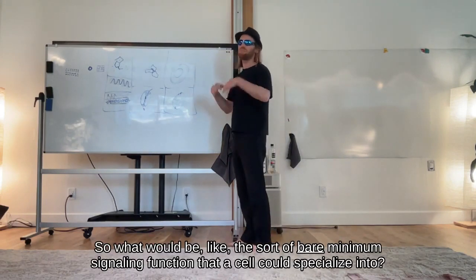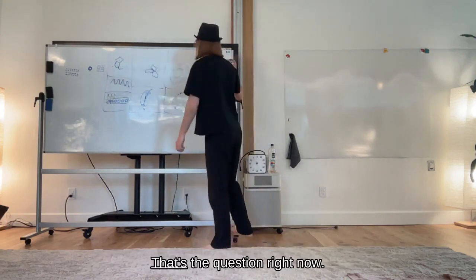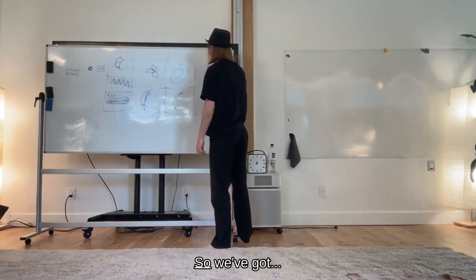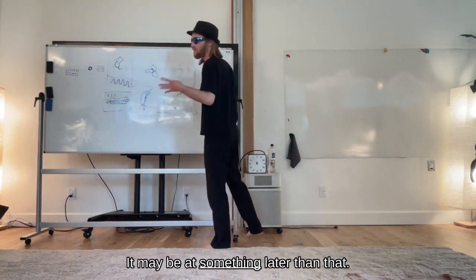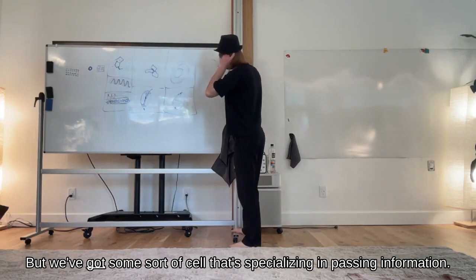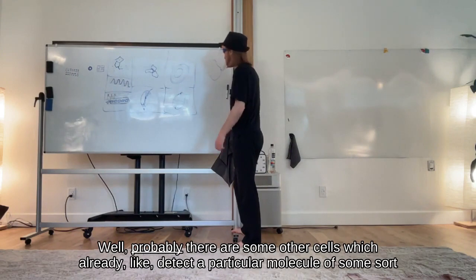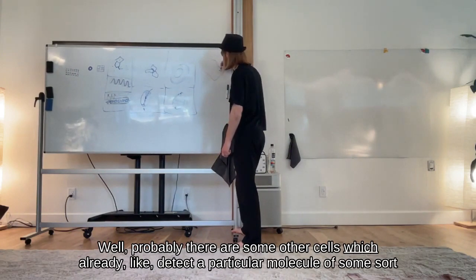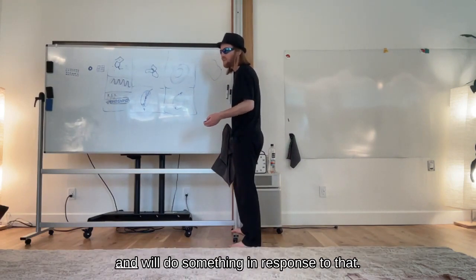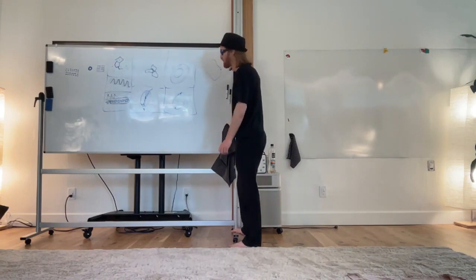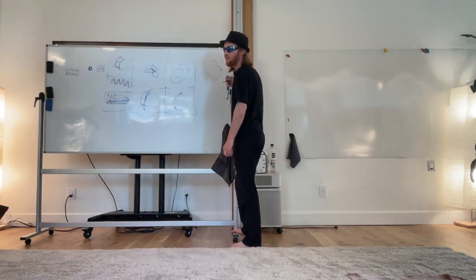So what would be the sort of bare minimum signaling function that a cell could specialize into? That's the question right now. So we've got at some stage of evolution, it may still be at the sticky ball stage, it may be at something later than that, not sure. But we've got some sort of cell that's specializing in passing information. Okay. What does that look like? Well, probably there are some other cells which already detect a particular molecule of some sort and will do something in response to that. And then this guy is like, all right, I'm going to produce more of that under certain conditions. Yeah, okay. It's just an amplifier.